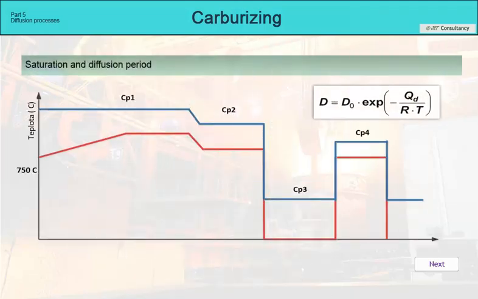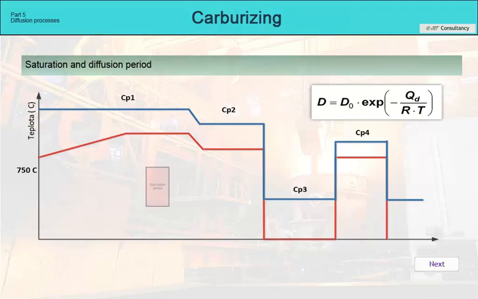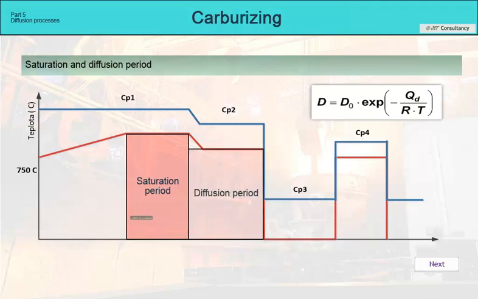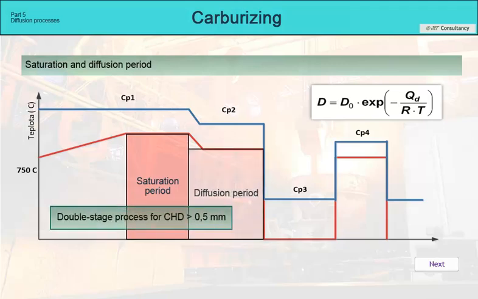Knowledge of material properties, in our case, the diffusion coefficient D, and the activation energy Q, allows in practice to model the carburizing process to a specific depth, optimize the carbon content in the surface, and also partially adapt the diffusion profile to user needs. However, the carburizing process is rarely carried out in only one period. This applies only to small CHD up to 0.5 millimeters. For higher carburizing depths, a two-phase process is usually used, where the diffusion period is included after the saturation period.